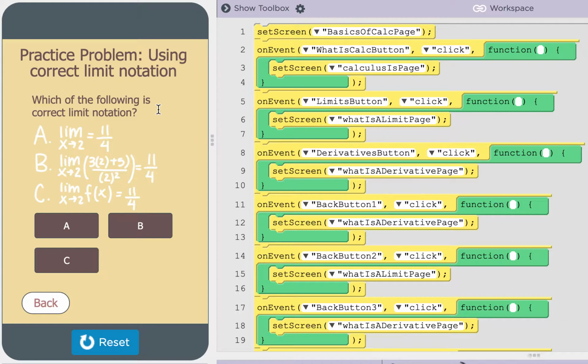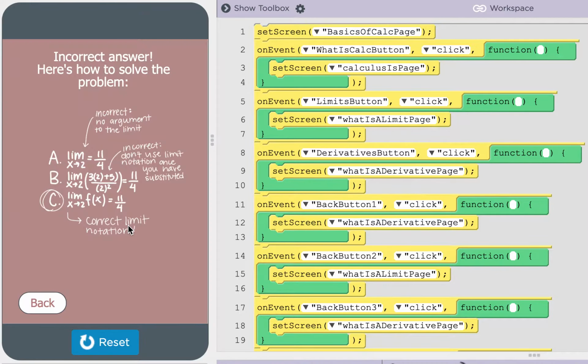Which of the following is correct limit notation? You might also not understand this concept well and think that it's B. Then you would get that's incorrect, and you could look at why B is incorrect: you don't use limit notation once you've substituted your x value in. Here you can see that the x value is already substituted in, so it wouldn't be in this limit notation. If you chose A, you could see that it's incorrect because there's no argument to the limit, and C is the correct limit notation.